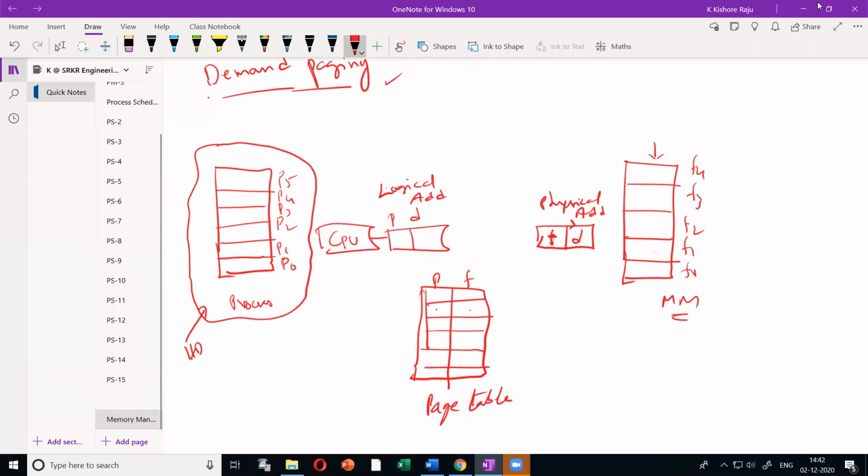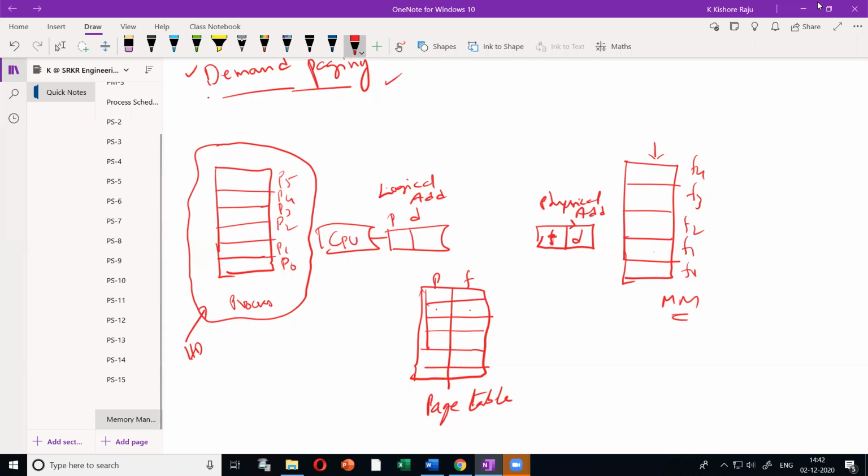Now this particular part of the page should be loaded into the main memory frames. Is it clear? Whenever a page is demanded, the requested page is loaded into a free frame in main memory, and that is called demand paging. That's the reason it is called demand paging. In paging, no page is readily available in the main memory frames. So how do we get that particular page into the main memory frames?